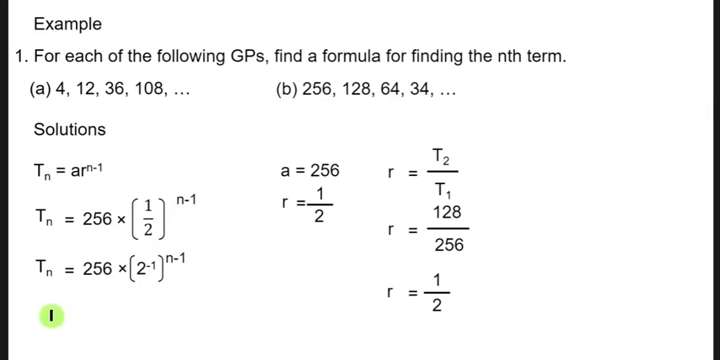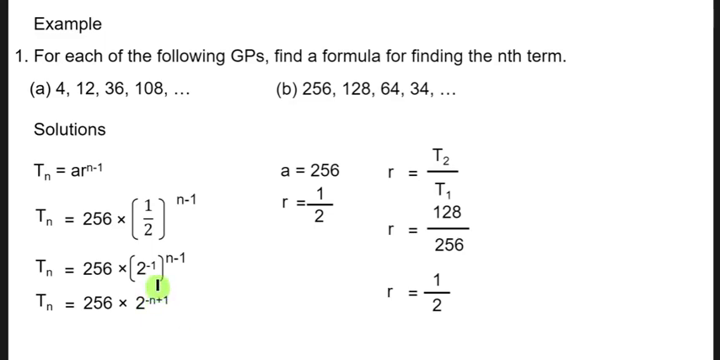So Tn is equal to 256 here, times, then you are going to clear out this power and this power here. So what you are going to do is to say it will be now 2 to the power negative n plus 1 plus 1.